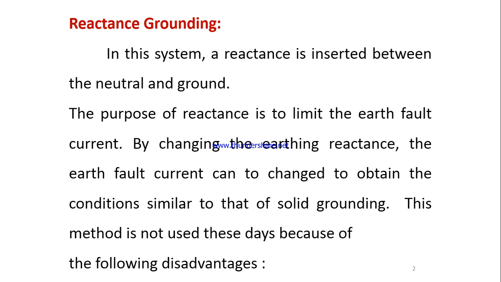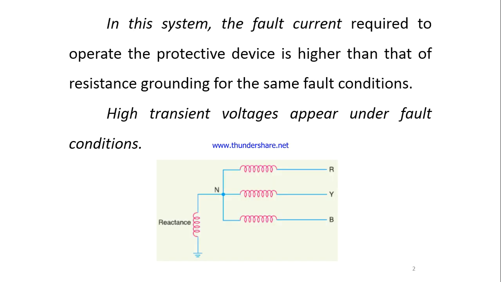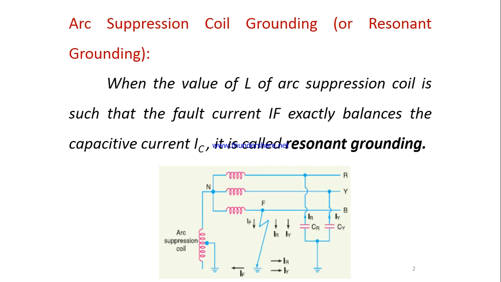of solid grounding. But the main disadvantage is that the protective devices, the fault clearance it requires to operate the protective device, cost is higher than that of the resistance grounding one. For specific fault conditions, if it is a higher one, then the cost will be high. High transient voltages may appear under fault conditions. So these are some of the disadvantages.